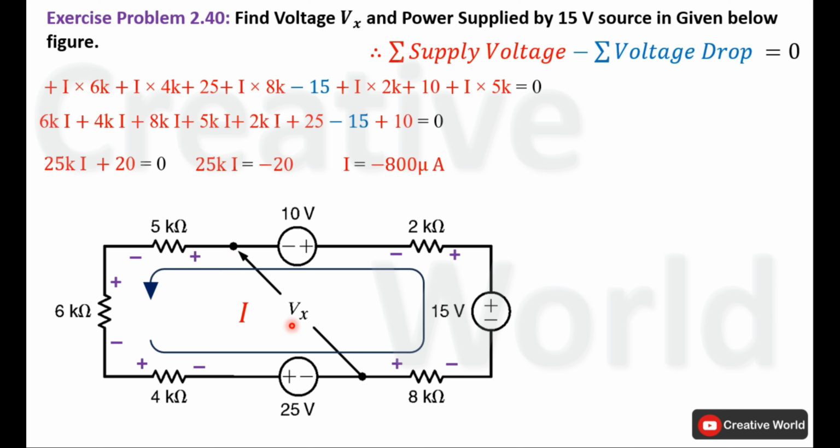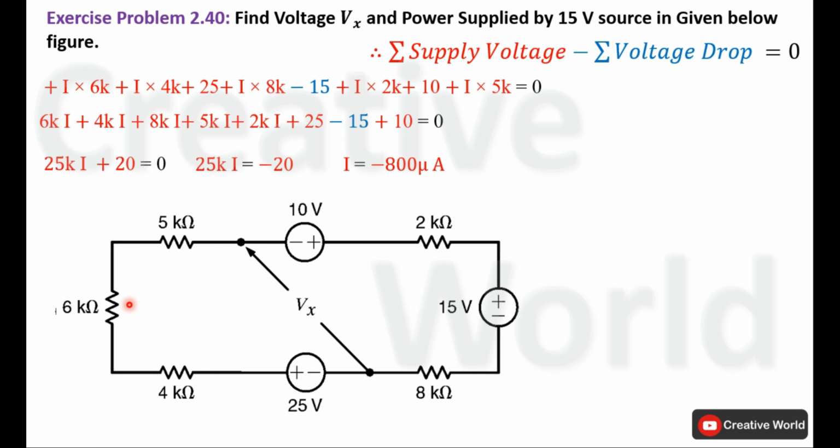For the calculation of voltage Vx, we will focus on the left half of the circuit. We will apply Kirchhoff's voltage law in the left half semi-closed circuit. First we will assume the direction of current. I am assuming the counterclockwise direction because in the previous step we used the counterclockwise direction of current for the calculation of this current. That's why I am taking it again counterclockwise. According to the direction of current, I will make polarity notation across resistive elements.